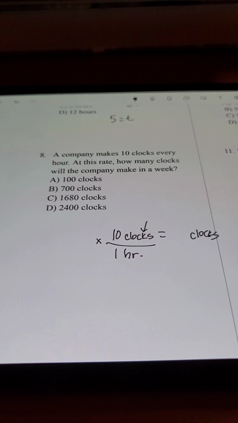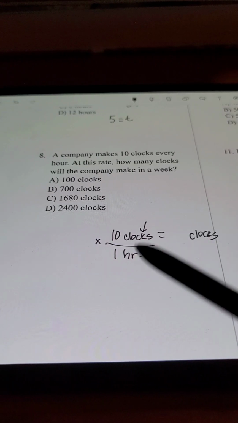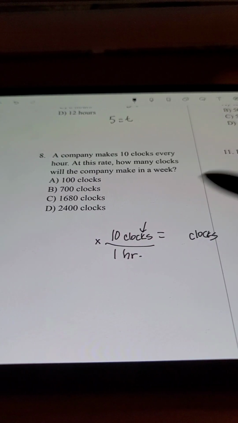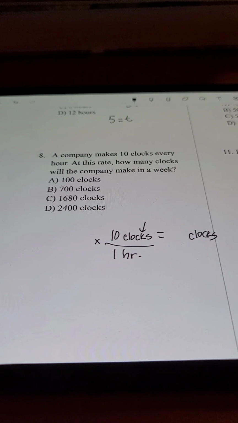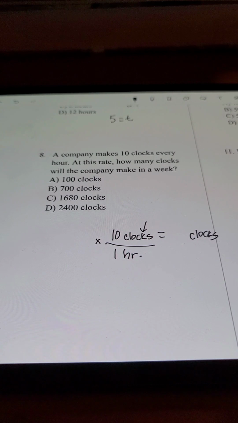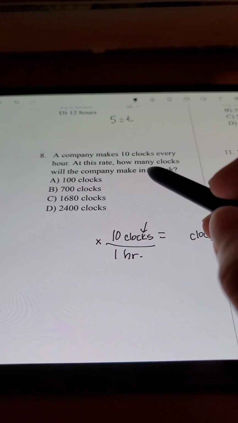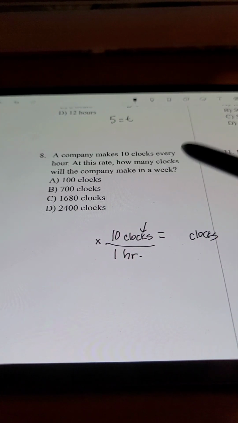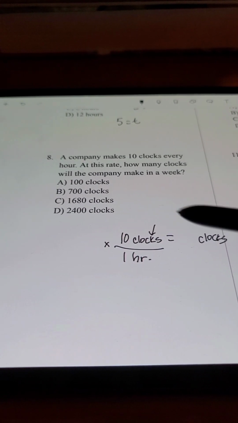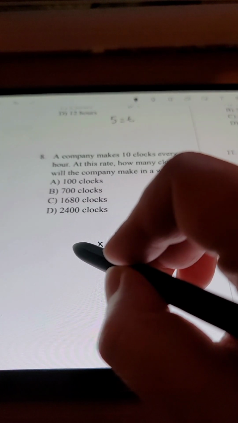Okay, pause to read number 8 if you haven't already. So I want to end up with clocks as my final unit, so if I'm working backwards, I'm going to start with this relationship right here, 10 clocks every 1 hour, and then I want to cancel out hours. So I have to think, okay, how can I do that? Well, I want to figure out eventually how many clocks the company will make in a week. So I'm going to think, okay, how can I get from hours to weeks?